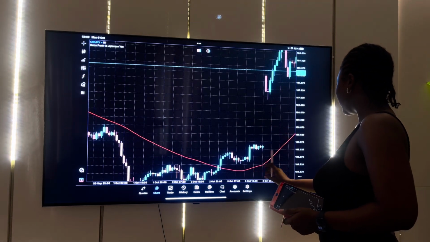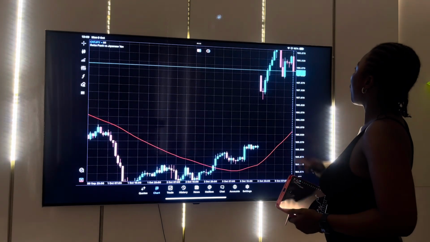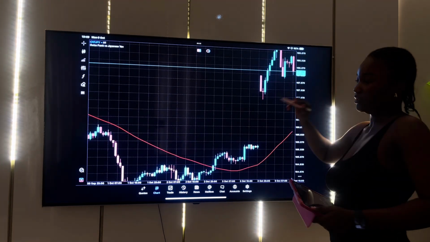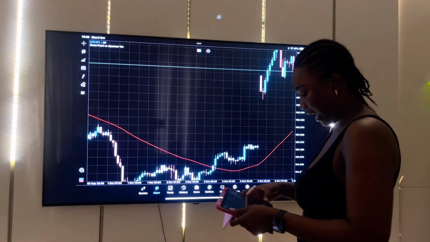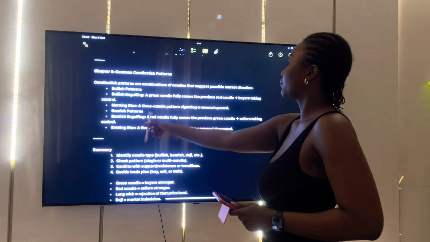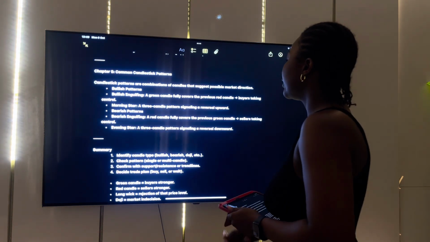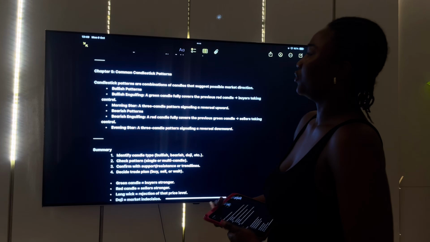Something that you bought at 185,570, you would be able to sell at 188,570 due to the use of this bullish engulfing candle. Another example is the morning star, a 3 candle pattern signaling a reversal upward.